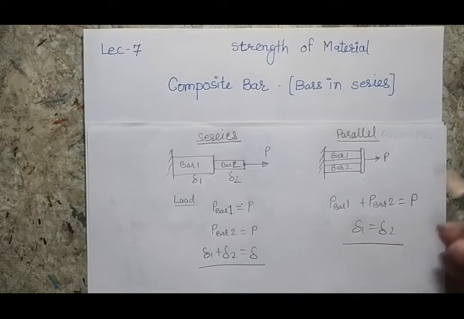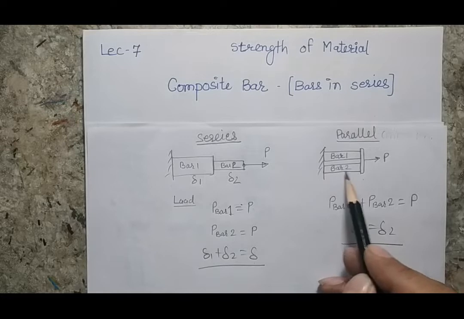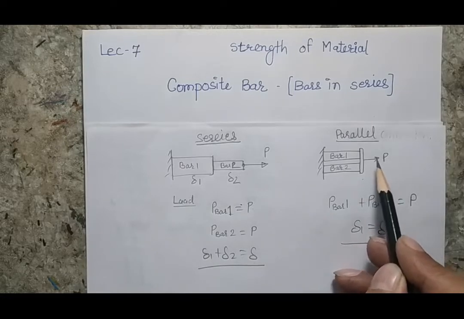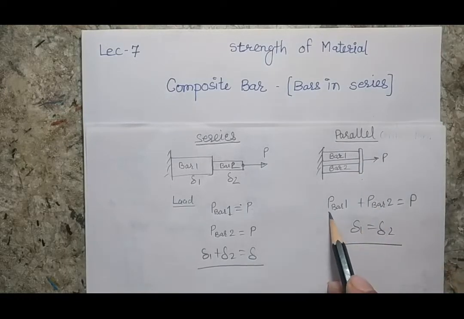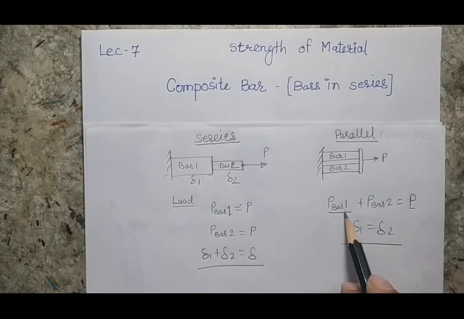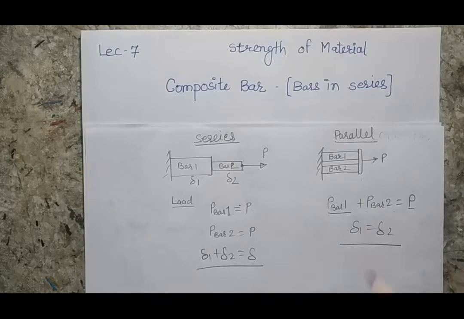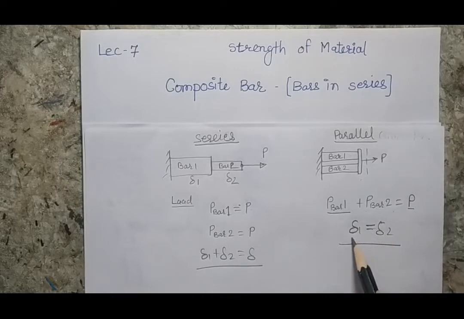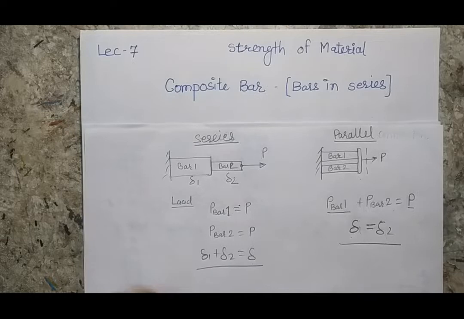On the other hand, if I look at the other kind of structure where the two bars are connected in parallel and I am applying a force P, which is going to be distributed in the two bars, my force equation will look like that. Total force will be the summation of the forces in the individual bars. But here the deformation will be equal in both bars. So my second equation about the deformation will be del 1 is equal to del 2. Now in this lecture we are particularly going to focus on deformation in bars in series connection.